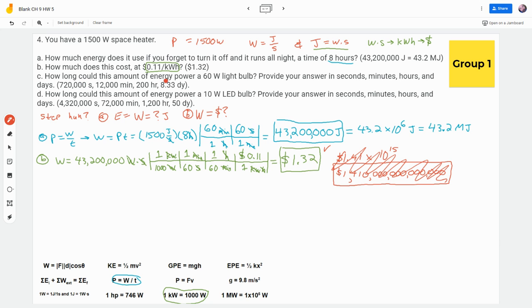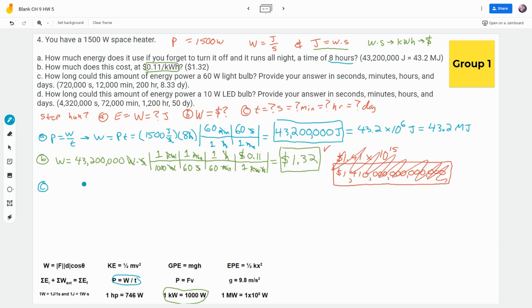How long could this amount of energy power a 60-watt light bulb? Provide your answer in seconds, minutes, hours, and days. Okay, so for part C, how long? What we really want is time, and we want time in units of seconds, and also in minutes, and also in hours, and also in days. Okay, so what are we really doing here?